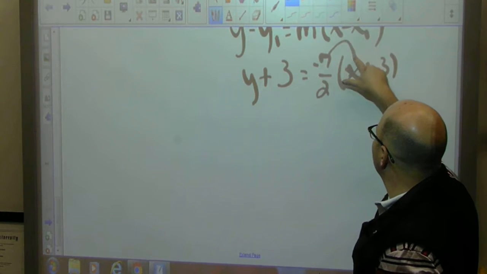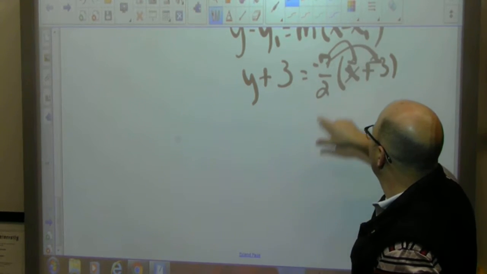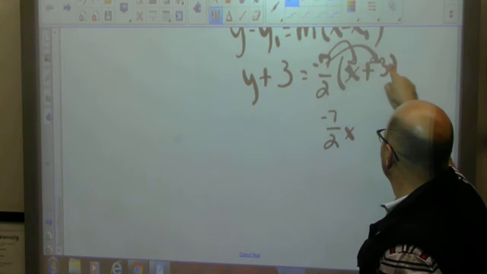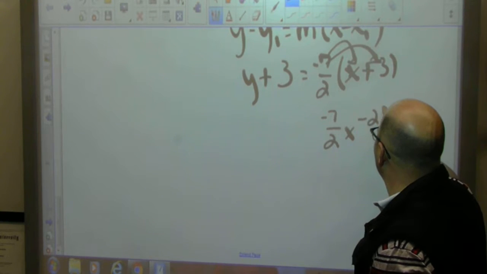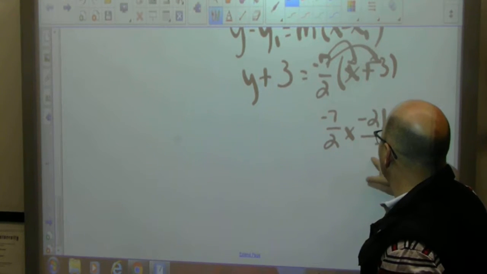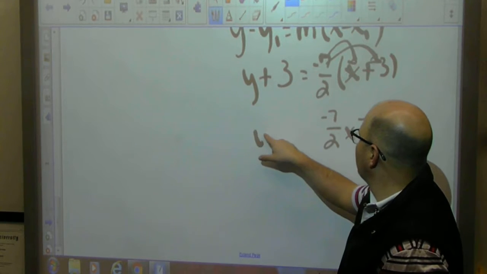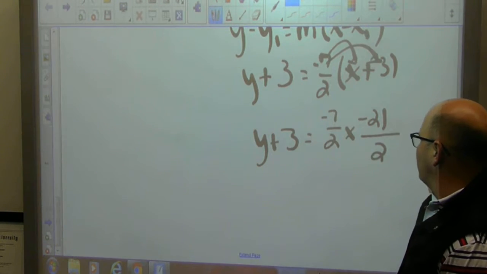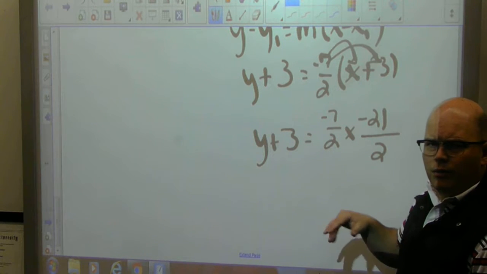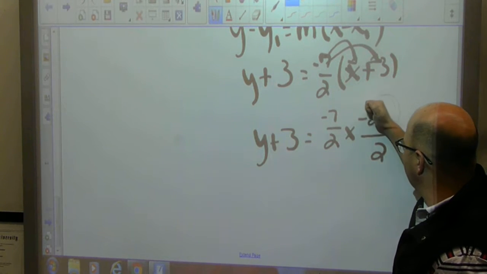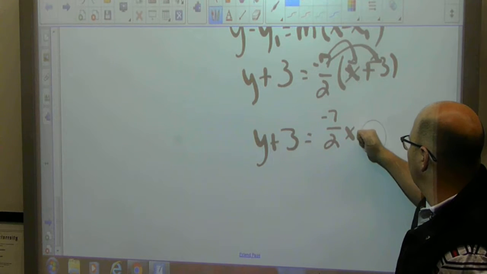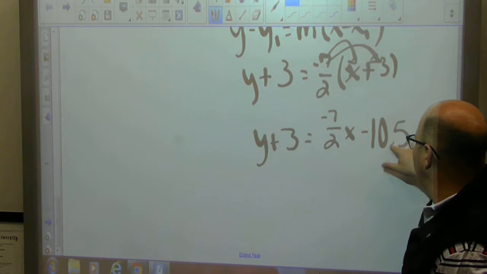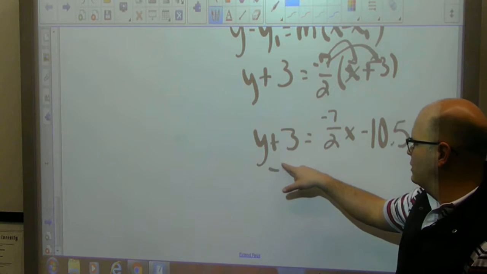So I'm going to distribute. That would be -7/2x. -7 times 3 is -21, and I'm going to keep that over 2. And then over here we're going to have y plus 3 still. Okay, now if I want to, I can simplify out my -21/2. Half of 21 is going to be -10.5.